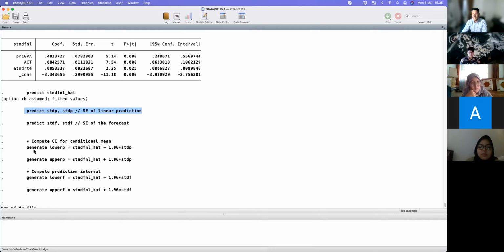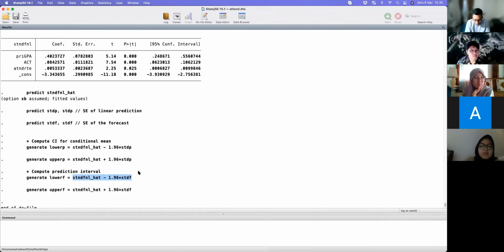Okay, and it's very straightforward to calculate the confidence interval. It's just y hat plus or minus 1.96, which is the critical value for alpha equals 5% and a relatively large sample, multiplied by the standard error of the linear prediction. And to calculate the prediction interval is quite easy also: the predicted y plus or minus 2 times the standard error of the forecast. Okay, so that's the idea of prediction analysis.